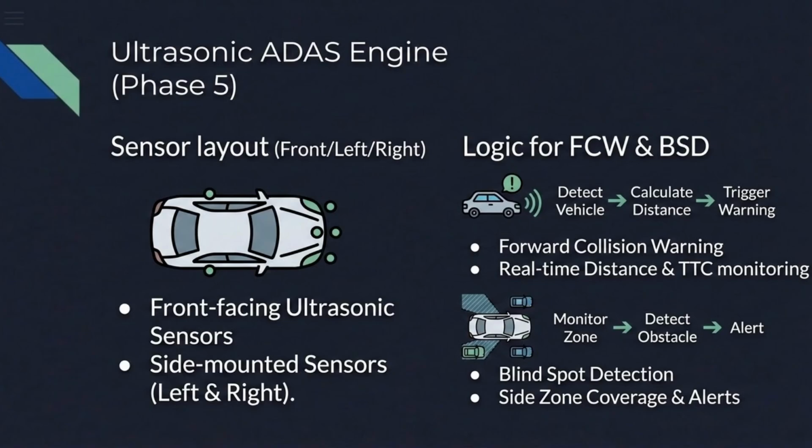The side sensors implement blind spot detection. If another vehicle or object enters the blind spot region, the driver receives an alert. This demonstrates how ADAS systems continuously monitor the surroundings and help prevent accidents.